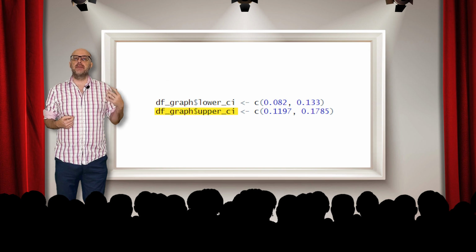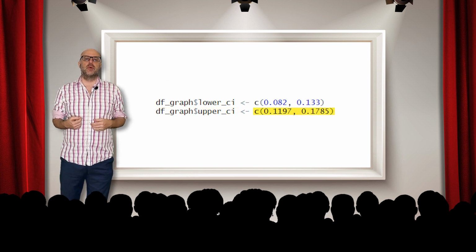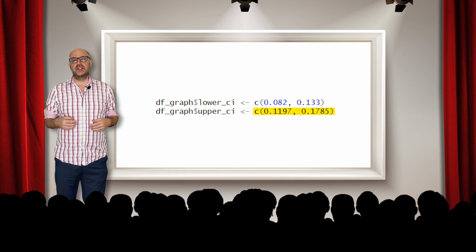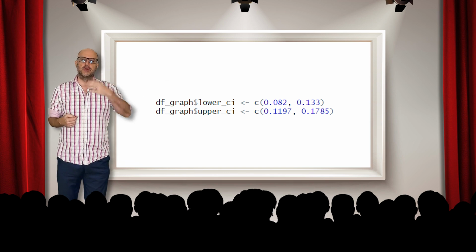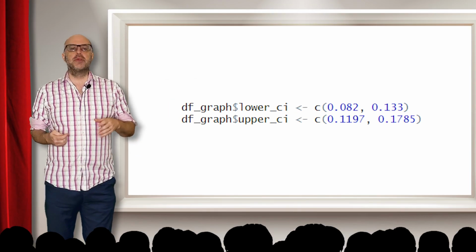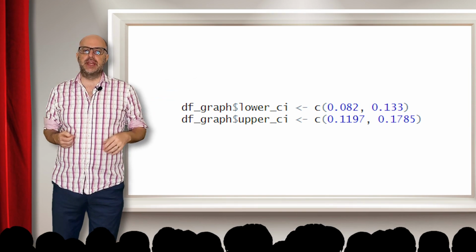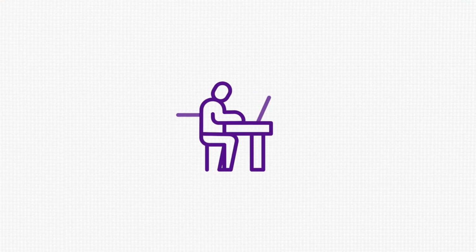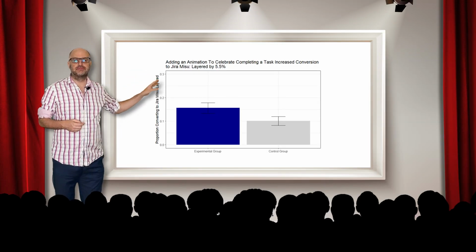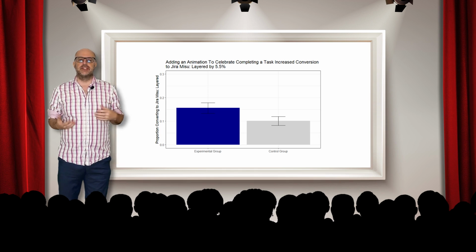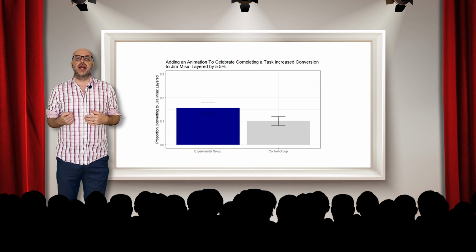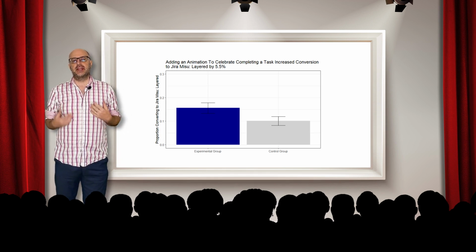Then we do the same for upper CI with values of 0.1197 and 0.1785, representing the upper bound of the confidence interval, again, for both groups. The interns are going to go ahead one more time and run this and show what we get. Look at that. There they are. We have error bars. I know I presented a case for and against error bars, but if you're going to add them, I do recommend explaining what they mean in a caption.